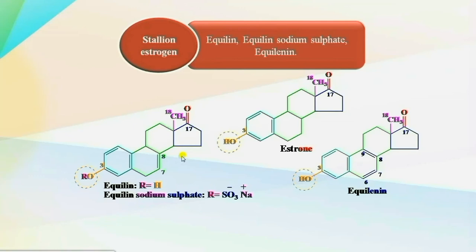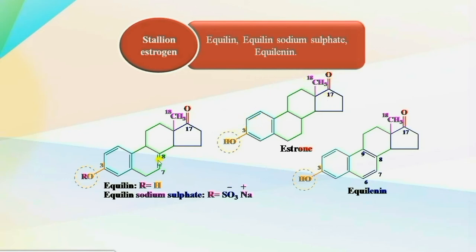The structure of estrone is three 6-member rings and one 5-member ring. The first ring is a benzene ring. At the 3rd position a hydroxyl group is present. At the 17th position a ketonic function is present, and at the 18th position a methyl group is attached. This is the structure of estrone.